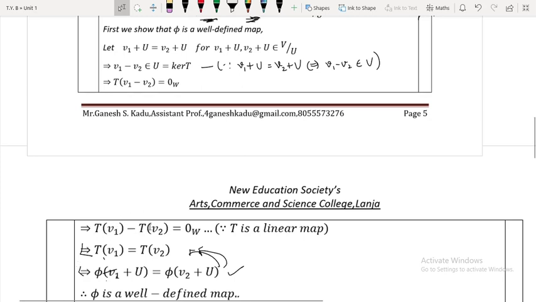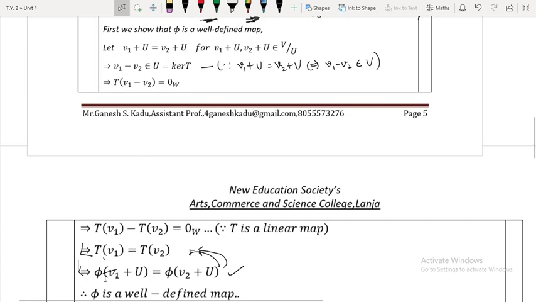Again T is a linear map, so T of V1 minus T of V2 is nothing but T of V1 minus V2. So therefore T of V1 minus V2 will be equal to 0. And now since the image of V1 minus V2 is 0, V1 minus V2 will belong to U, right? Now since this result is if and only if, you can use this result in this direction, and therefore V1 plus U is equal to V2 plus U.